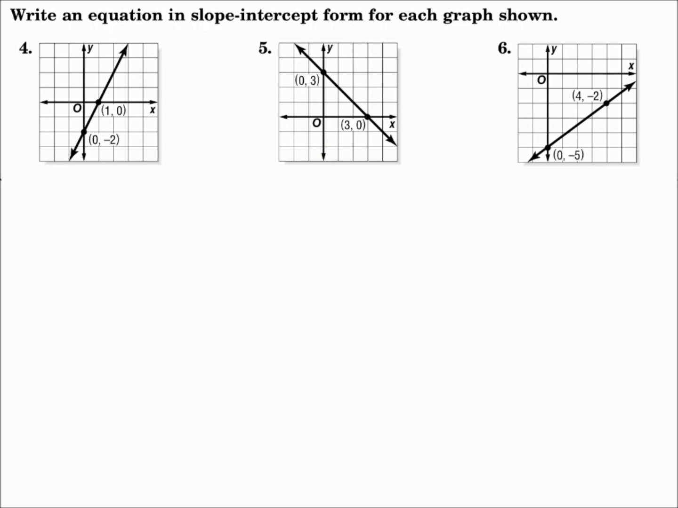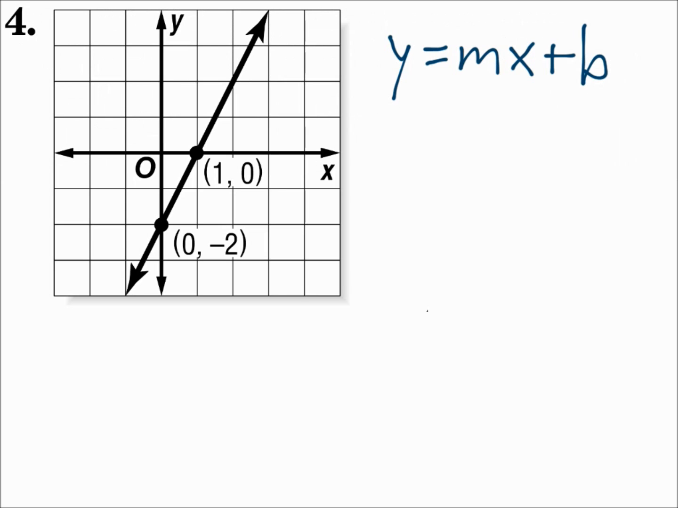Write an equation in slope-intercept form for each graph shown. Number 4. To get slope-intercept form, we need to find the slope and the y-intercept. Find the slope first. In a graph, it's easiest to find the slope by doing rise over run. So pick 2 points that we know. Well, we know the 2 points that they give us. So let's do rise over run with those points.